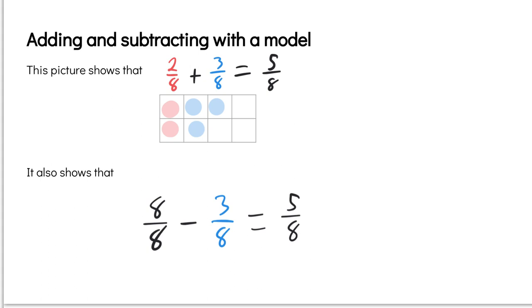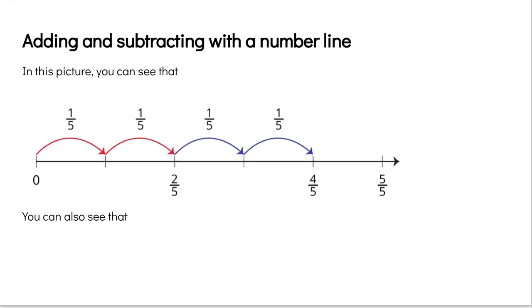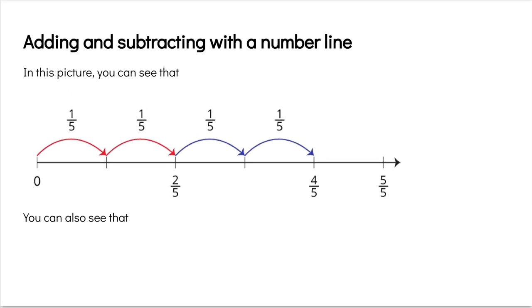Okay, let's go to the next page where it says adding and subtracting with a number line. So in this picture you can see that 2/5, that's what we have in red, plus 2/5, which is in blue, will give us 4/5 total.